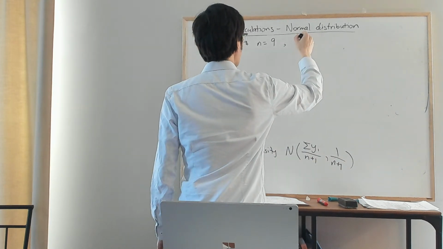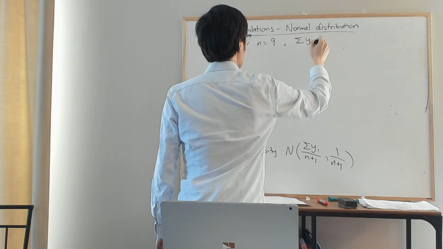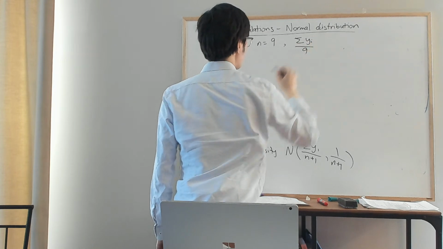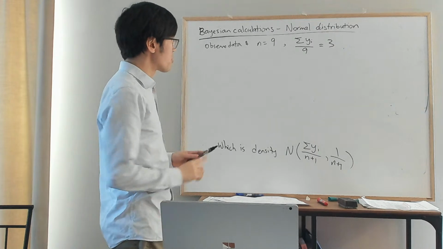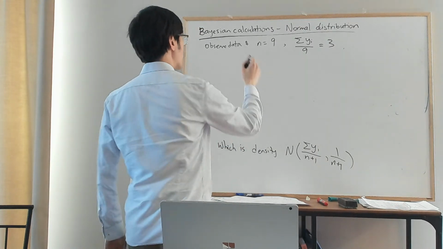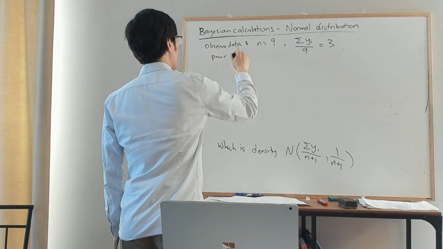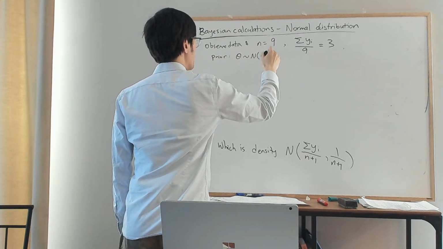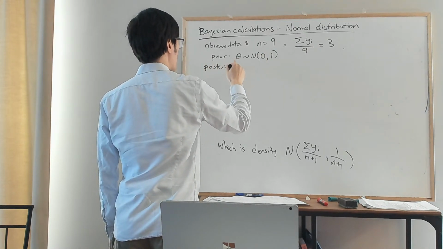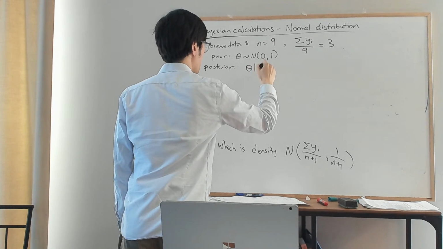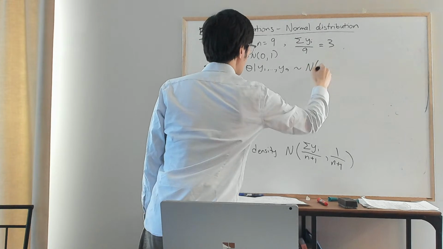So the summation of yi over 9, that's the average, let's say that's 3. According to, so remember the prior was theta was normal, mean 0, variance 1. Now the posterior, theta given the y's, 9 of them, from our derivation, is also normal.